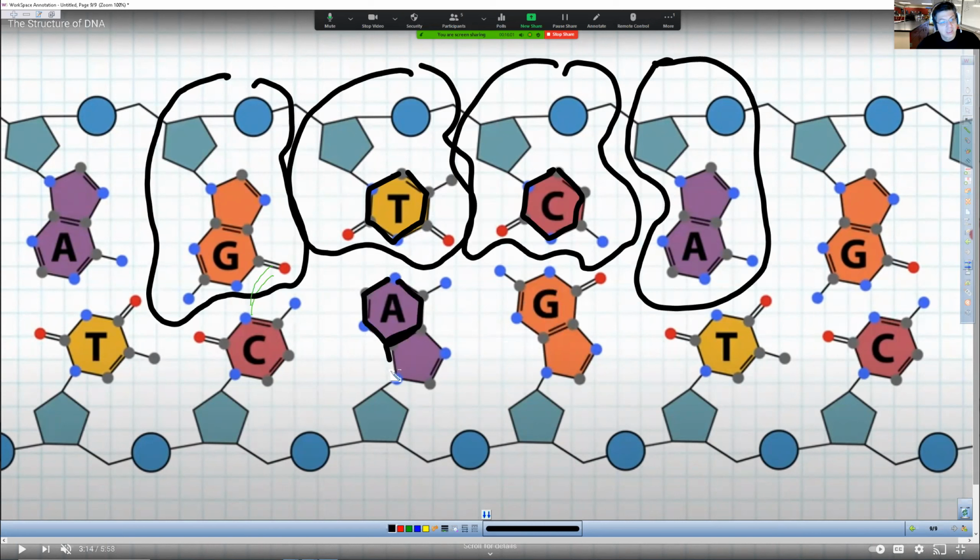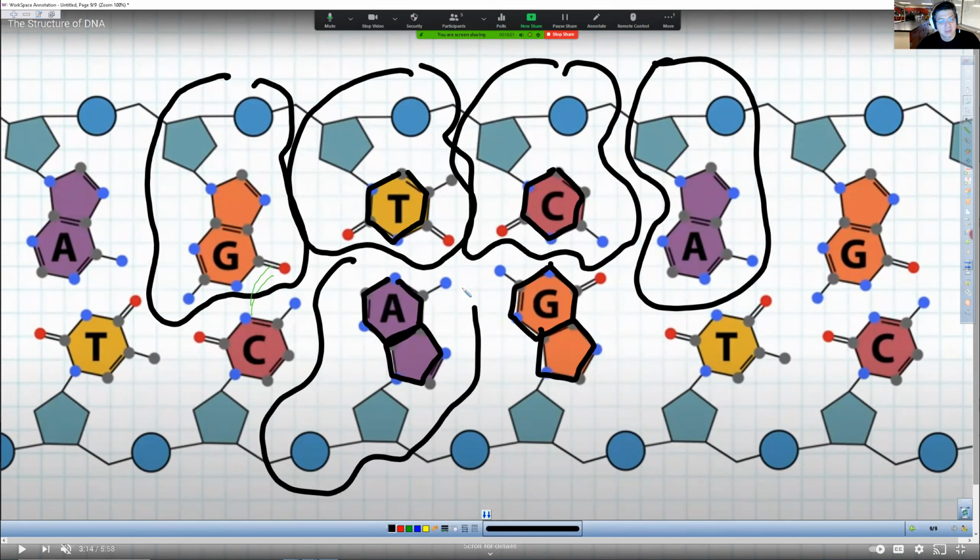And so when we're looking at these molecules, we can identify these nucleotides based on their molecular structure. That's what you're going to have to do on the test. So you need to have diagrams of these for the test, so that you can understand them.